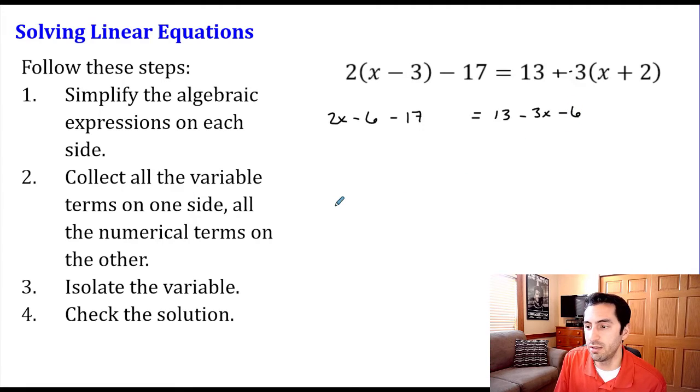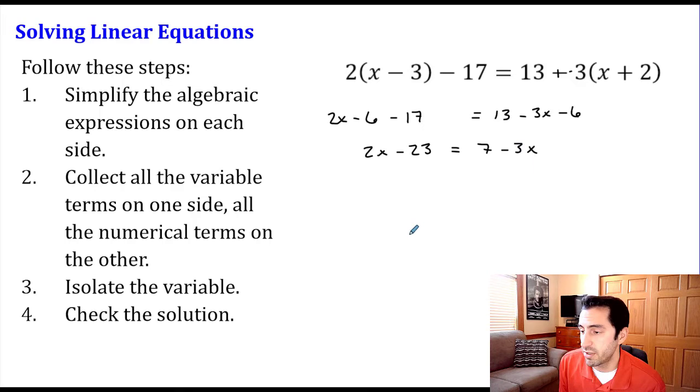Now we're not quite done simplifying on each side. I need to combine like terms first. So on the left-hand side, I can combine negative 6 and 17. So that's going to end up with 2x and then negative 6 minus another 17, it's going to be minus 23. On the other side of the equal sign, I have 2 numbers we can combine together. So positive 13 minus 6, we end up with 7. And that takes care of the first step.